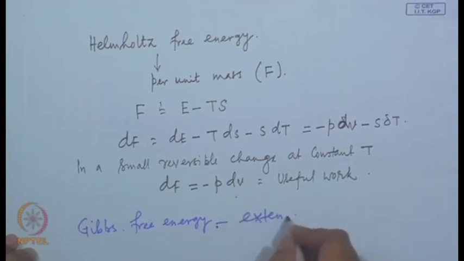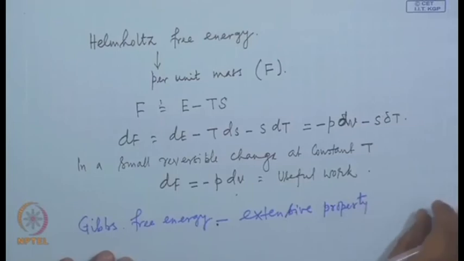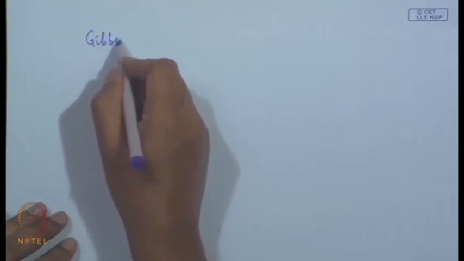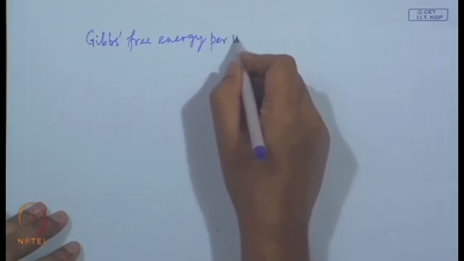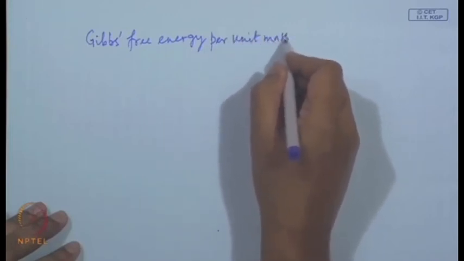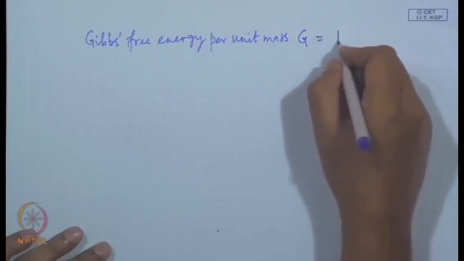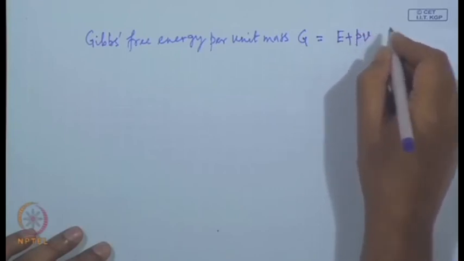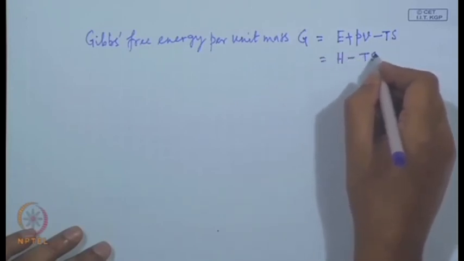This is once again another extensive property. This is also an extensive property like Helmholtz free energy, enthalpy or entropy. And Gibbs free energy per unit mass G is defined as E plus P v minus T s, or you can write H minus T s.